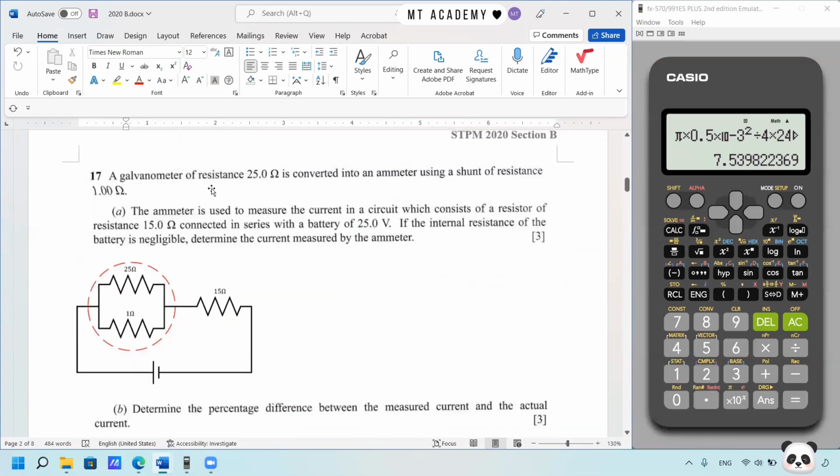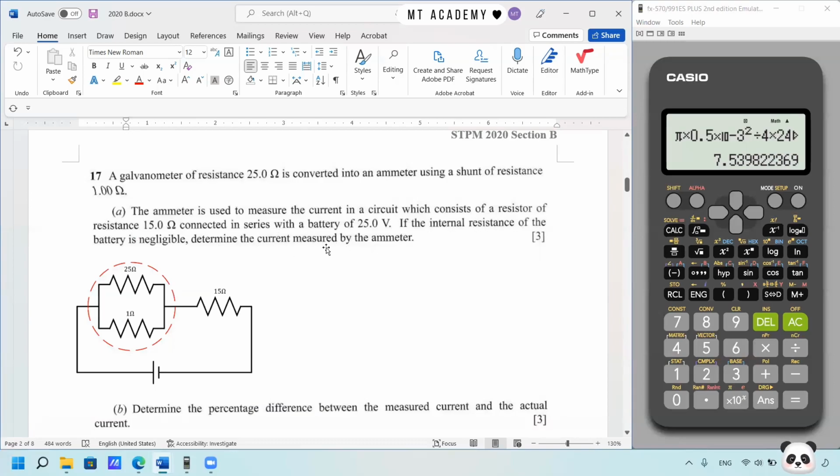So we move on to question 17. A galvanometer of resistance 25 ohm is converted into an ammeter using a shunt of resistance 1 ohm. The ammeter is used to measure the current in the circuit, which consists of a resistor of 15 ohm connected in series with a battery of 25 volt. If the internal resistance of the battery is negligible, determine the current measured by the ammeter.